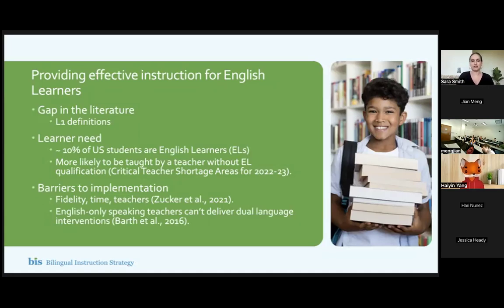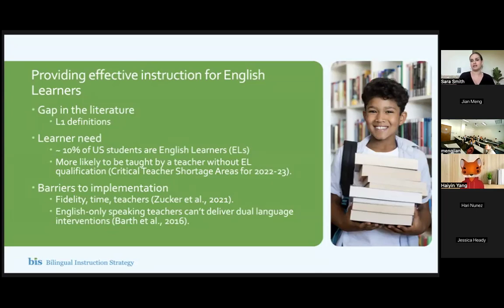About 10% of students in the US are English learners. Unfortunately, they're also the group that is much more likely to be taught by a teacher without a qualification specifically for English learners. So we really want to increase robust evidence-based curricula that will support creating rich language environments. We know that this is really beneficial for English learners. And additionally, weaving in that technology strand, we also have a lot of barriers to implementation when it comes to the academic vocabulary interventions that we have developed.